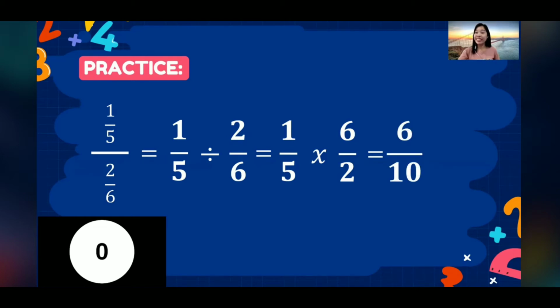Are we done? Not yet, because we have a number that we can divide to both the numerator and the denominator. So in this case, we can simplify this still. 6/10 will be 3/5. And 3/5 is the final answer. Did you get it right? Amazing.